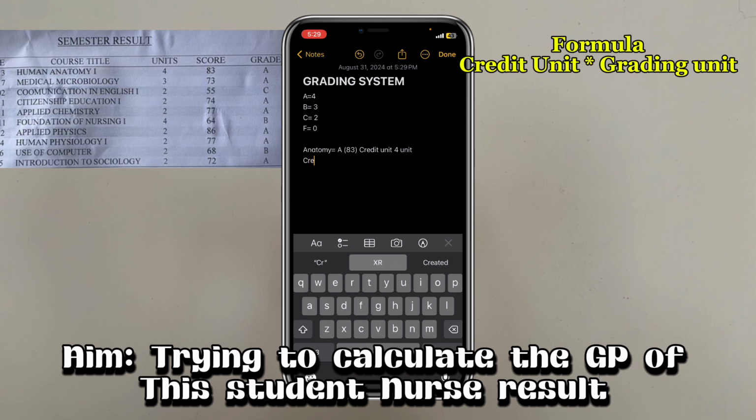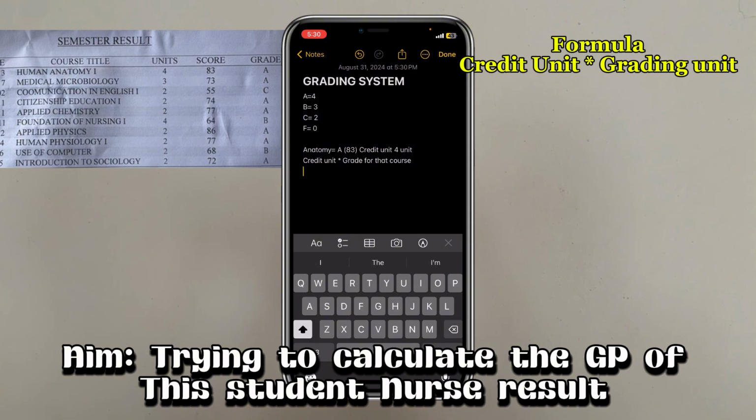The formula is credit unit multiplied by the grade. I can't find my multiplication sign, but I'll use the asterisk in place of the multiplication sign. So credit unit multiplied by the grade. The grade here is the A, B, C, depending on what that person got. So here's the formula: credit unit multiplied by the grade for that course. I don't know if you understand, but that's just how it's done.